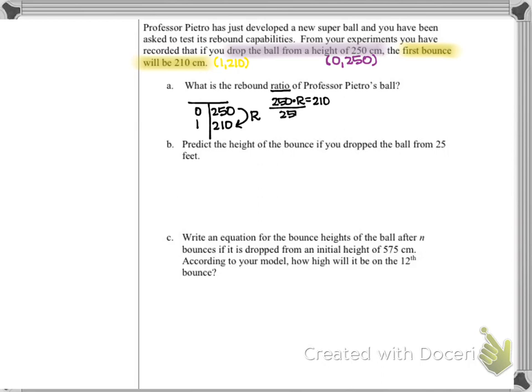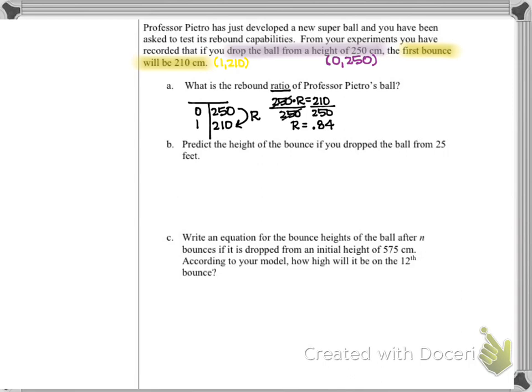This should look familiar. This is stuff that we did before. Divide by 250 on both sides. The 250s cancel. Then I'm going to type this into my calculator. That gives me 0.84, which makes sense because if you drop the ball from a height of 250 and it doesn't bounce all the way back to you, then it lost some of its height.